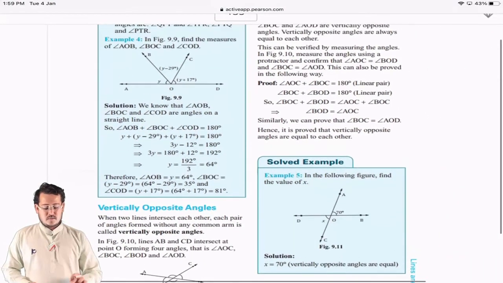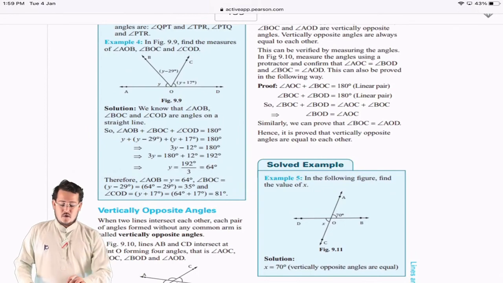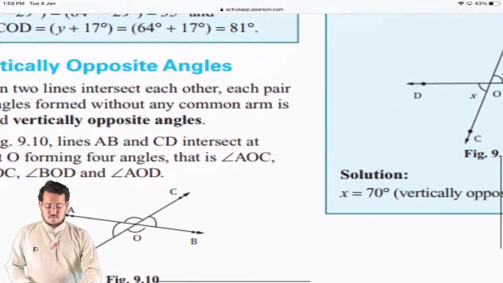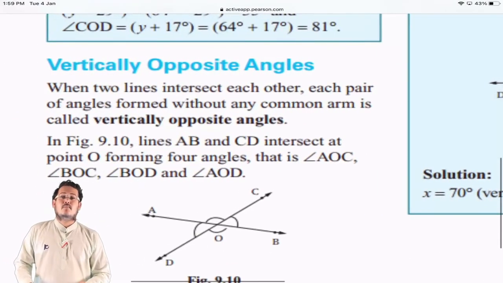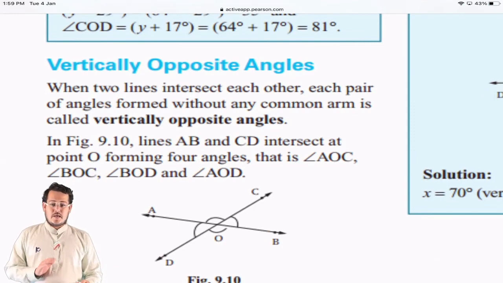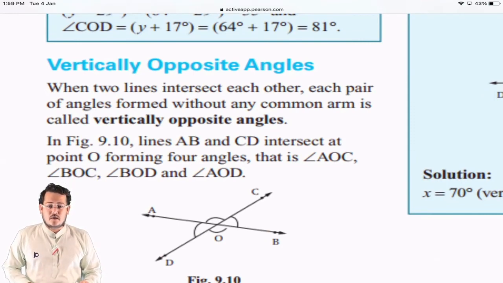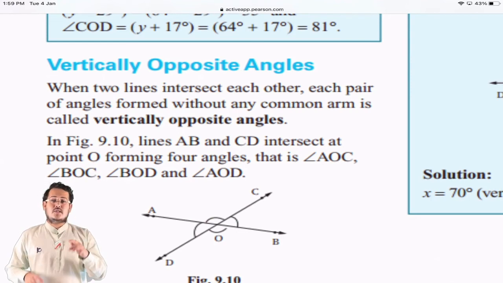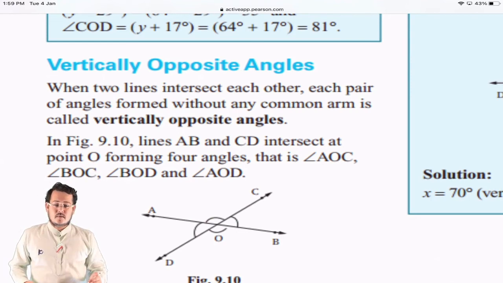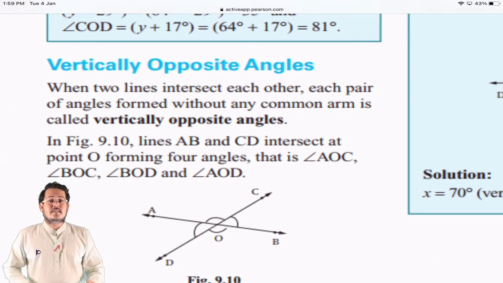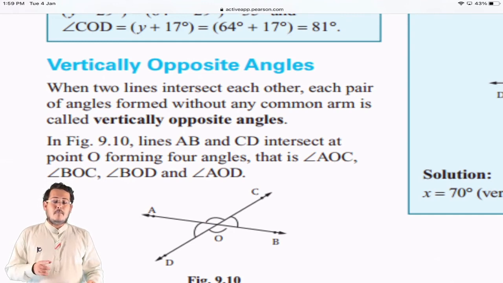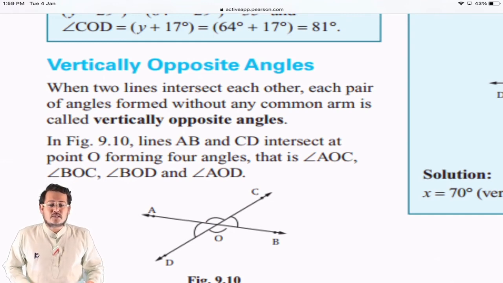Now the next topic is vertically opposite angle. What is vertically opposite? Vertically opposite means exact opposite to that given angle. When two lines intersect, means they will cross each other in form of X, at a common vertex, then the angles formed, upper and lower will be vertically opposite, and right and left will be vertically opposite.